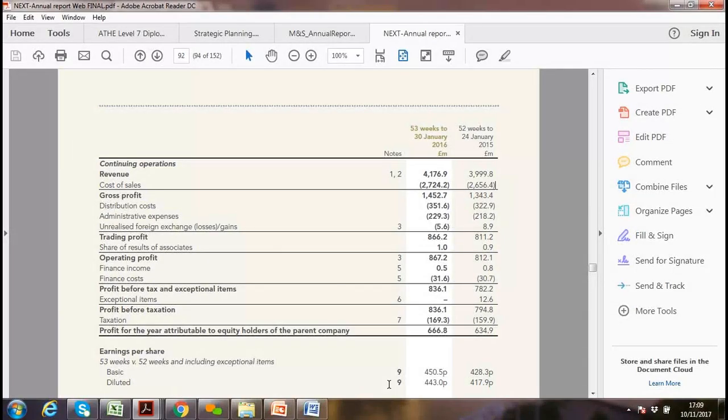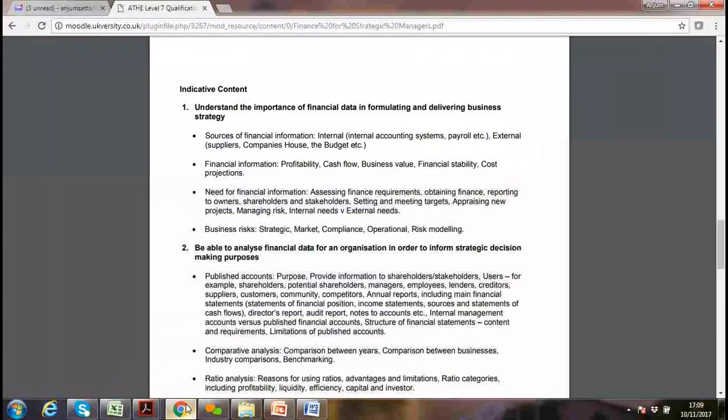On the place of sales, which number do I have to write down? Sales is revenue. Revenue and sales are the same thing. The words revenue and sales are used interchangeably. So you can try this up to the next lesson.